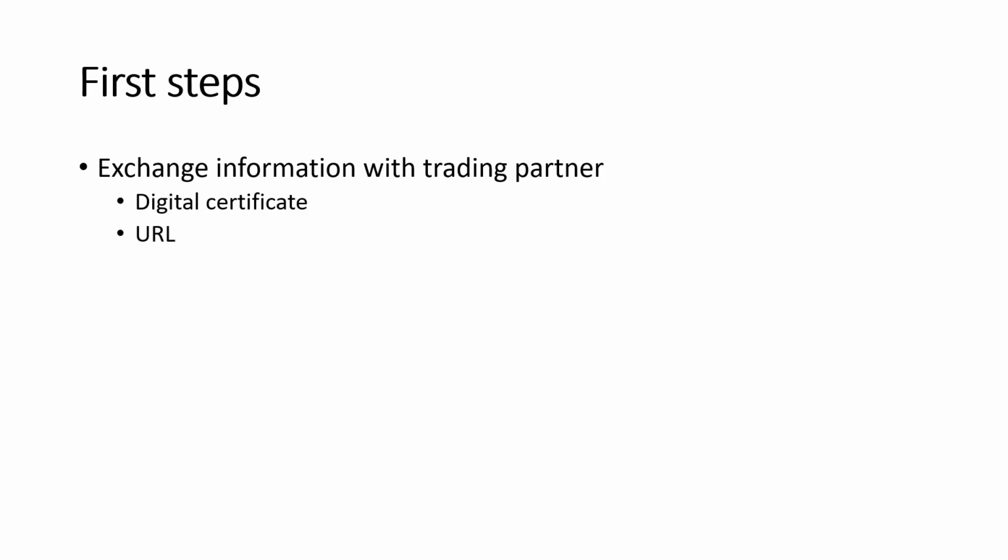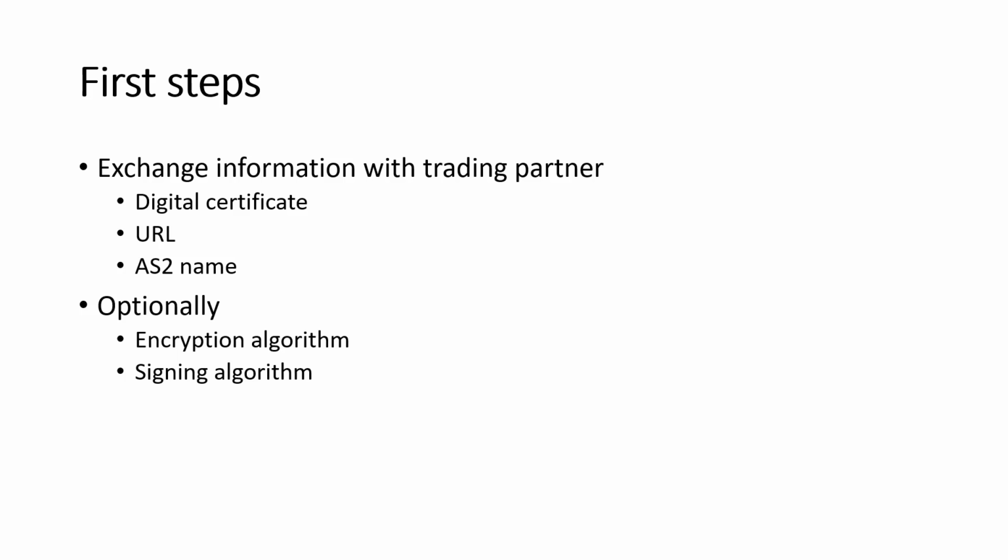The first step in setting up an AS2 connection is to exchange some technical information with your trading partner. This consists of a digital certificate, a URL, and an AS2 name. It may also include information about the encryption and signing algorithms to be used, and the way the MDNs, or the electronic receipts, are going to be handled. As a minimum, you will need a copy of your trading partner certificate, the URL of their AS2 server, and the AS2 name they'll be using. They, in turn, will need the same three things from you.